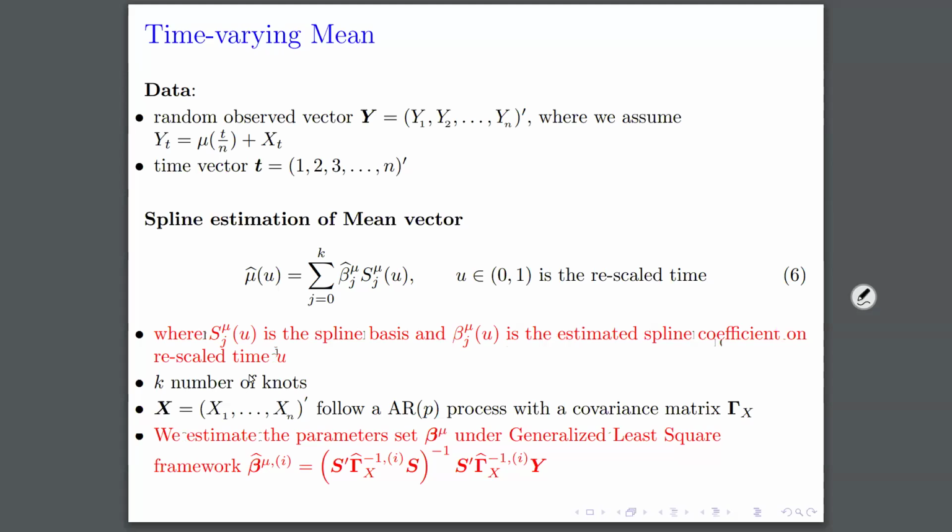So as we mentioned, we use the generalized least square estimation to estimate the spline coefficients, and the most important part here is the inverse covariance matrix, and we will update it in each iteration.